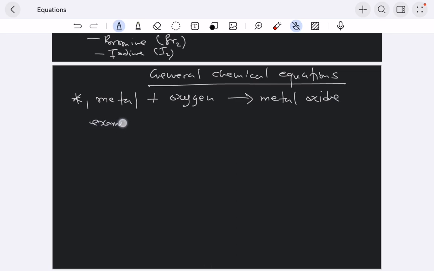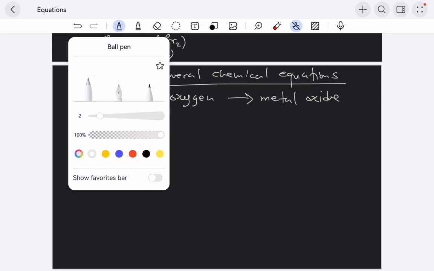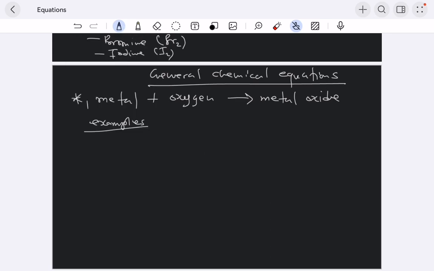Let's look at examples. A reaction of a metal and oxygen produces a metal oxide. For example, magnesium reacts with oxygen to produce magnesium oxide. So this is a word equation.